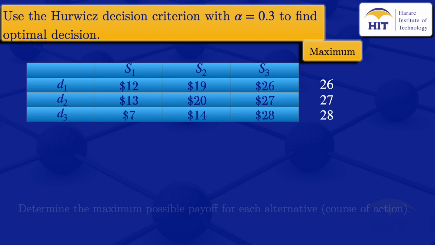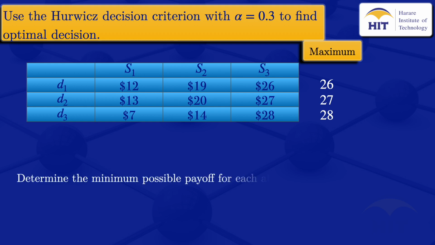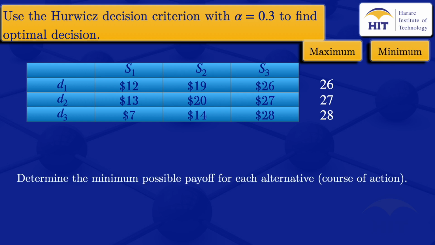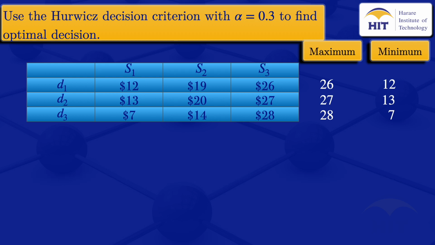Then the next step, we go on and determine the minimum possible payoff for each decision alternative. So I'll write my minimum there. Look at each row and find the minimum. For decision alternative 1, we are looking at this row, and the minimum there is 12. For decision alternative 2, we look at this row, and the minimum is 13. For decision alternative 3, we look at this row, and the minimum is 7. So we now have the maximums and the minimums.